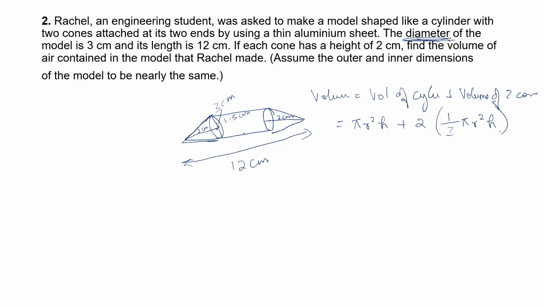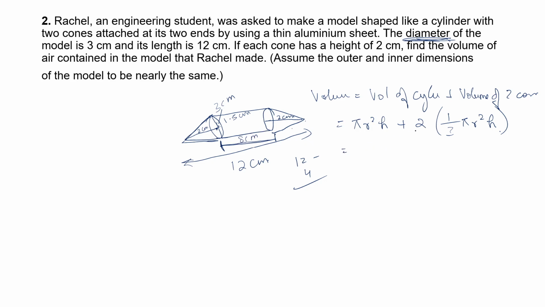So this is 2 and this is 2. So what will be this length? This length will be 12 minus 4. Total length is 12, of which we have to remove this height and this height, 4 centimeter. The remaining will be the height of the cylinder. So 8 centimeter will be the height of the cylinder.